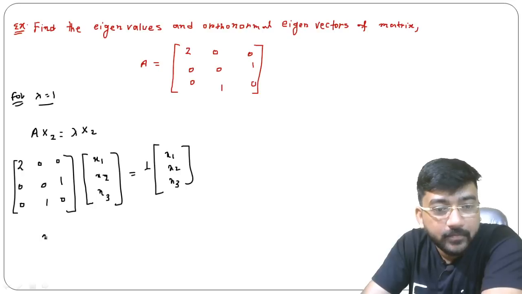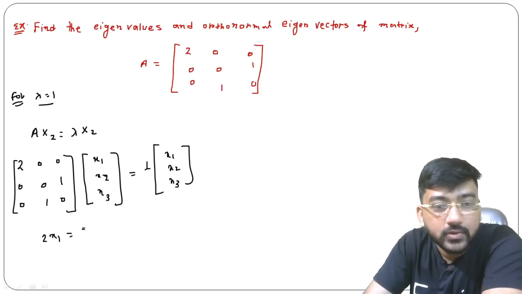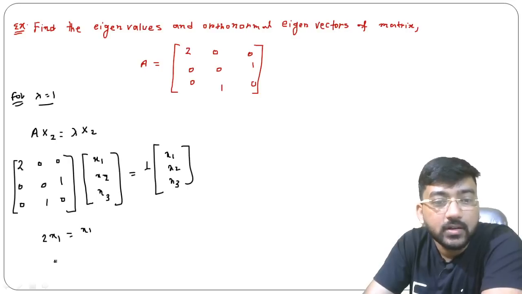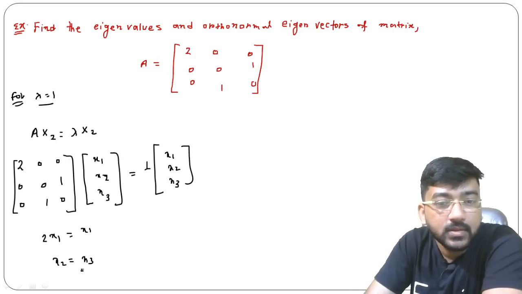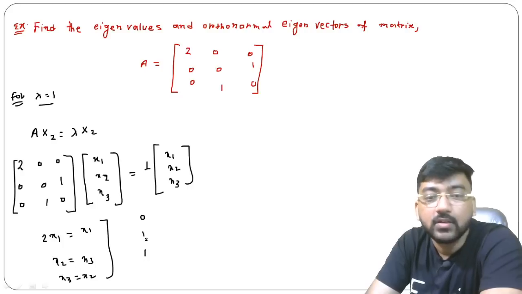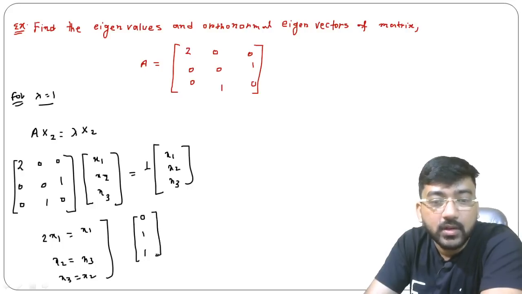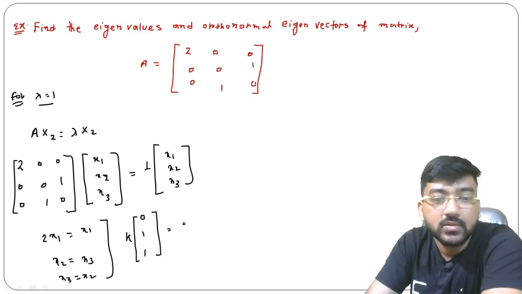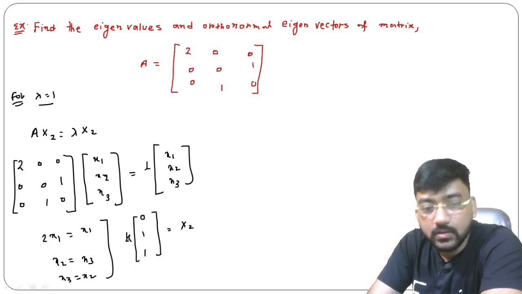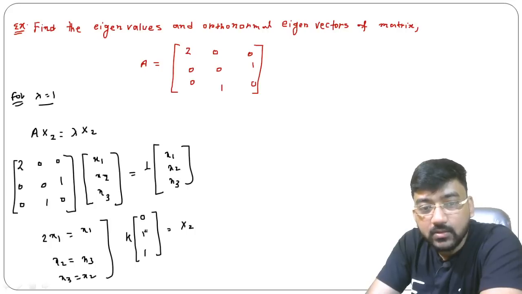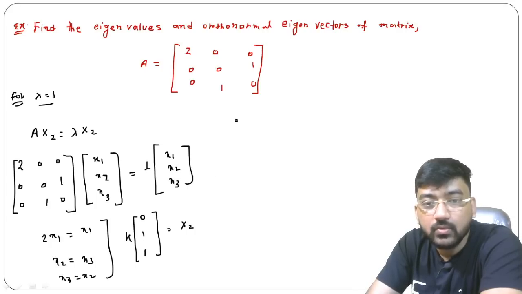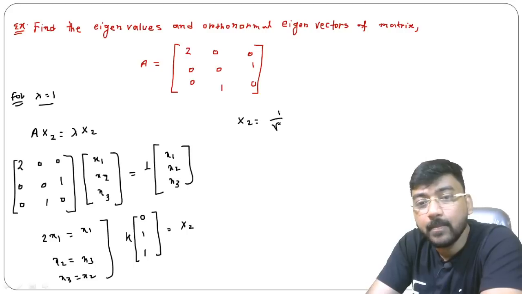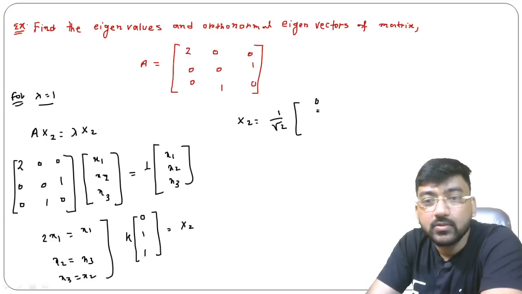Okay, so now what will be the thing? This will be your 2x1 equal to x1. This will be same, and now your x2 will be x3 and your x3 will be x2. So if you take x1 as 0, then x2 will be 1 and x3 can be 1. So your eigenvector will be this. So this is your now x2. Now what will be again the normalization constant? K will be again root over 1 square plus 1 square, that is 1 upon root 2. So x2 will be again 1 upon root 2 times [0, 1, 1].